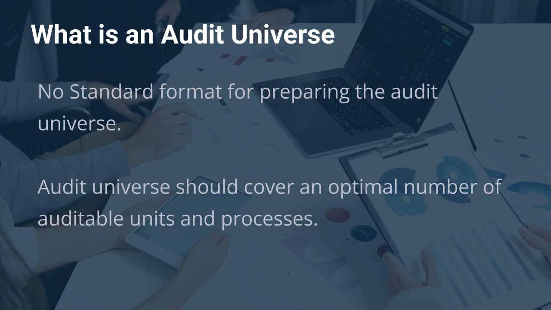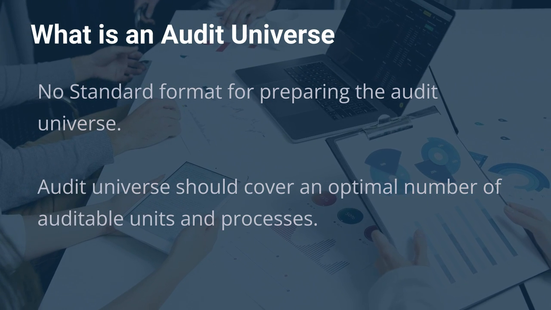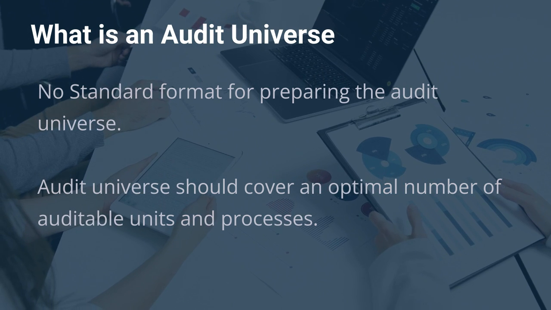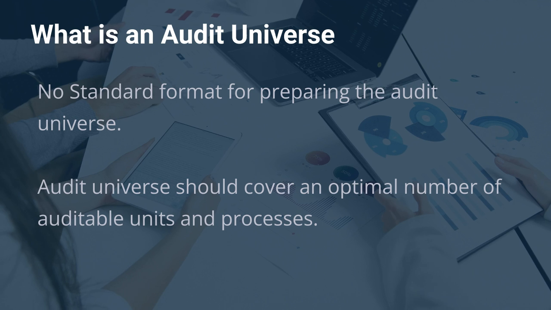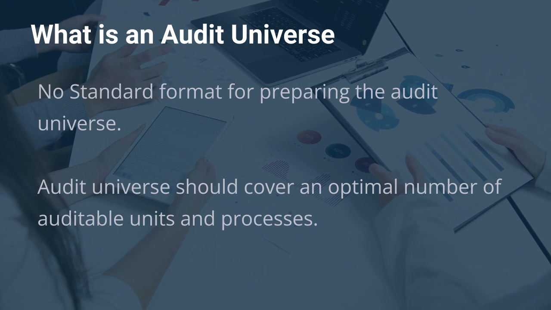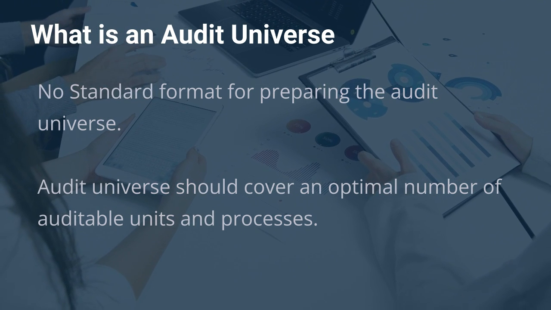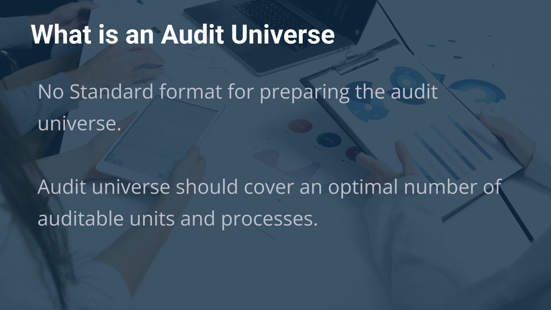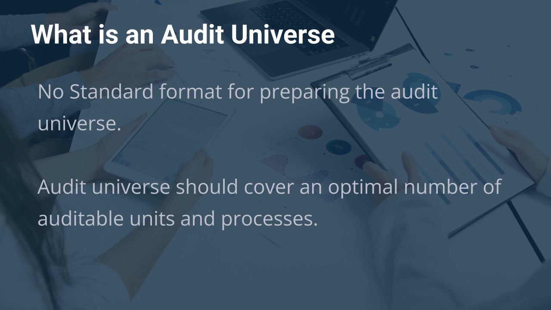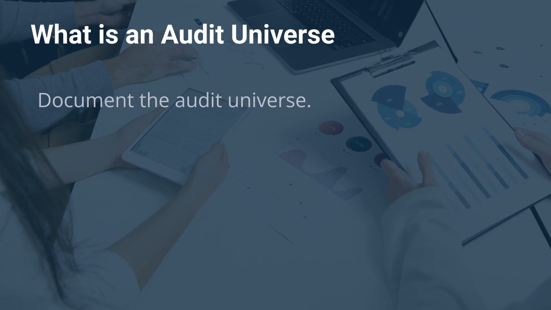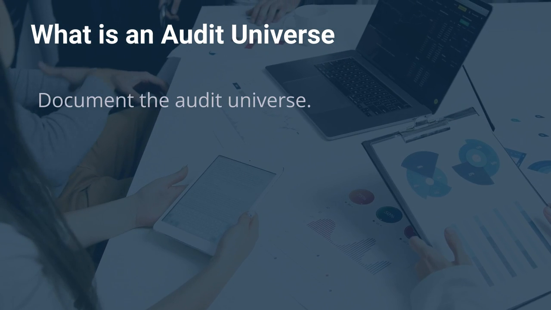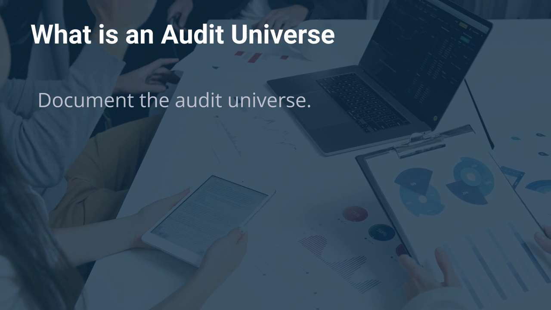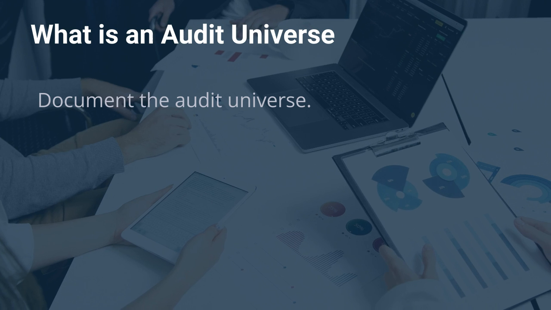The format and structure of the audit universe will depend on the organization's size, industry, as well as the maturity level. However, as a best practice, the audit universe should cover an optimal number of auditable units within an organization. On the other hand, the audit universe should be documented and organized in a manner that makes it easy to review and update as needed.